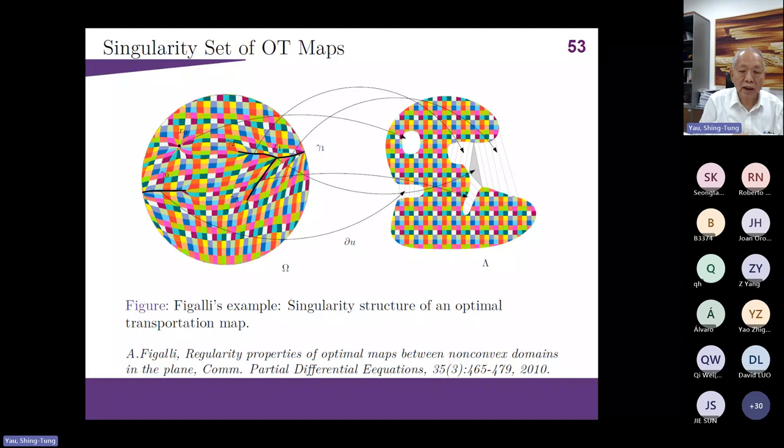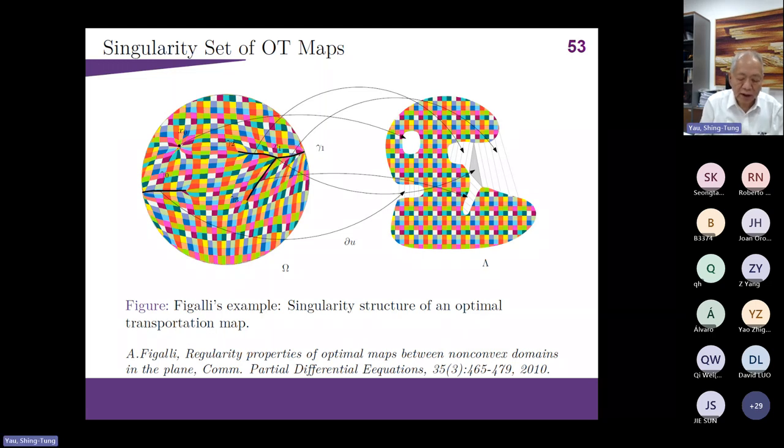Well, it's interesting that when we are dealing with non-convex geometry, things are different. Figalli, who is a Fields Medal winner, studied the singularity structure of optimal transport maps. He gave this example shown in the picture here. The optimal transport map is from a uniform distribution on the planar unit disk, mapped to a uniform distribution defined on a concave planar domain. The black graph shows the singularity set of the map, where the transport map is discontinuous.